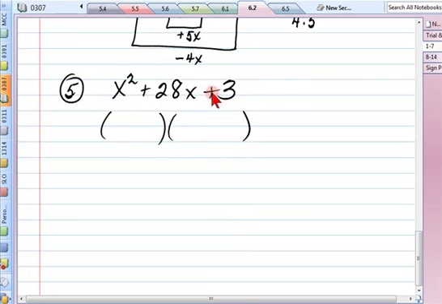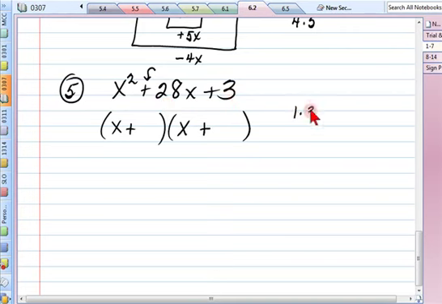The last sign is positive. What does that tell you to do? Both positive. And what was the determiner? Was this guy right here. Okay, what about here? First positions, x and x. What about in the other positions? Do you agree that I have to find two numbers that multiply together to give me 3, and they need to add up to give me 28?